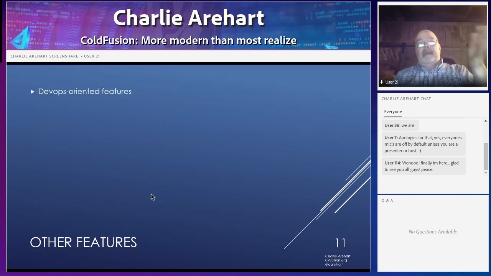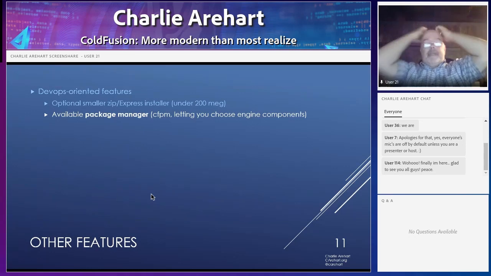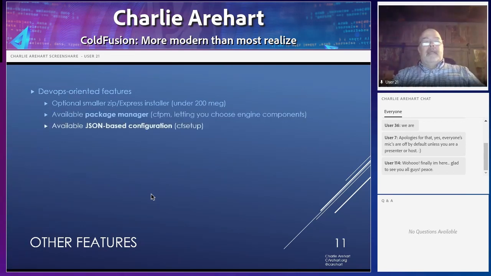What else is new in 2021? Well, there's DevOps-oriented features. There's the concept of that smaller zip, or what they call the Express installer. Again, it's under a couple hundred meg. There's a package manager. So if you do get that small core engine and you want to do some CFML that leverages something that's outside the core, then there would be packages available. Now, you can just get the full installer and not deal with this. But the point is, especially for automation and scripting, if you wanted to have a nice small tight installer, you could then optionally choose with this tool called CFPM what components should be added to the engine, like to add PDF support or to add database integration or to add mail support or to add, you know, on and on and on, monitoring. So check that out. This is not a talk about what's new in 2021. We don't have time to get into that.